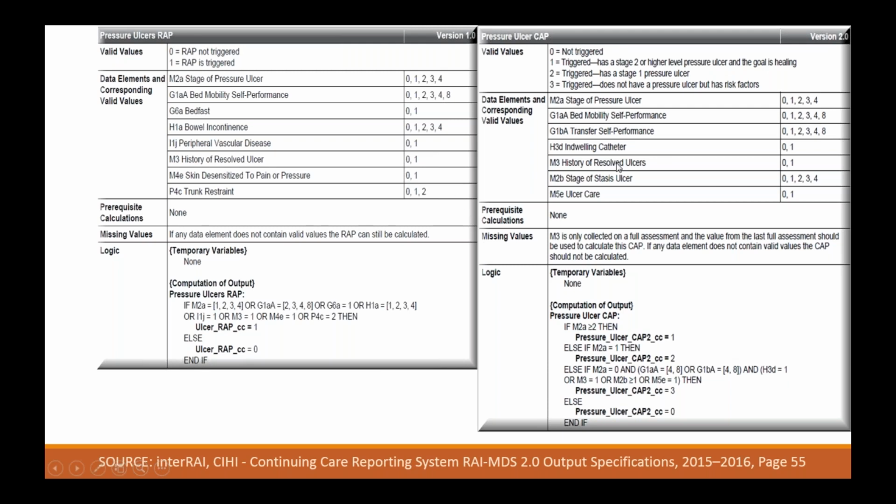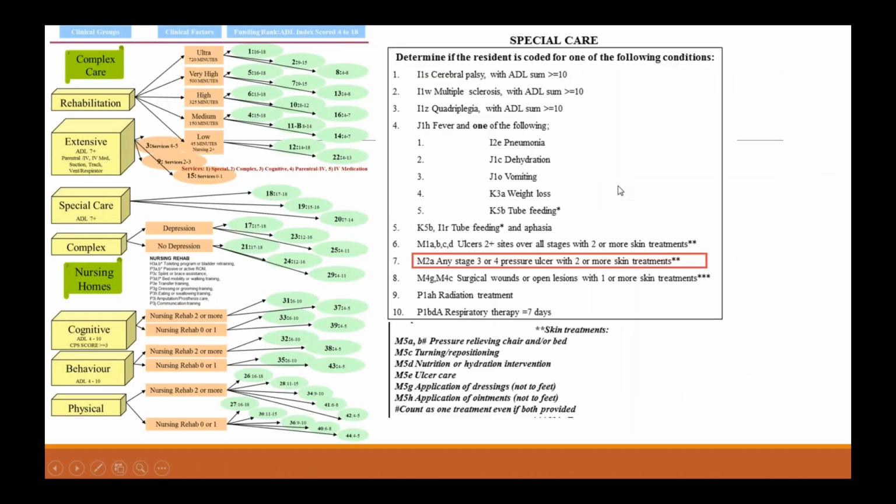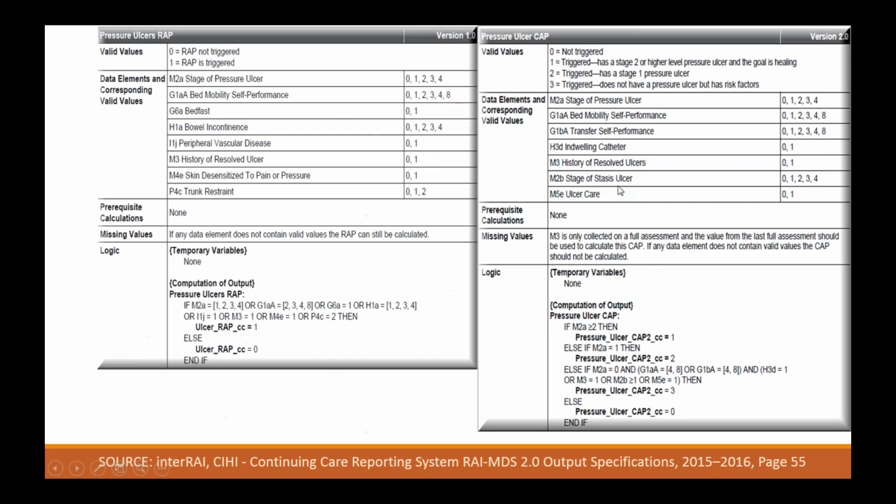Now for the CAP, it's slightly different. Let me go back up. For the CAP, we can see here that if your M2A is greater than 2, then you're going to have a value of 1, and 1 means has a stage 2 or higher. Else, if your M2A value, your pressure ulcer, is a 1, then you're going to trigger here at a value of 2 for the CAP, and that has a stage 1 pressure ulcer.